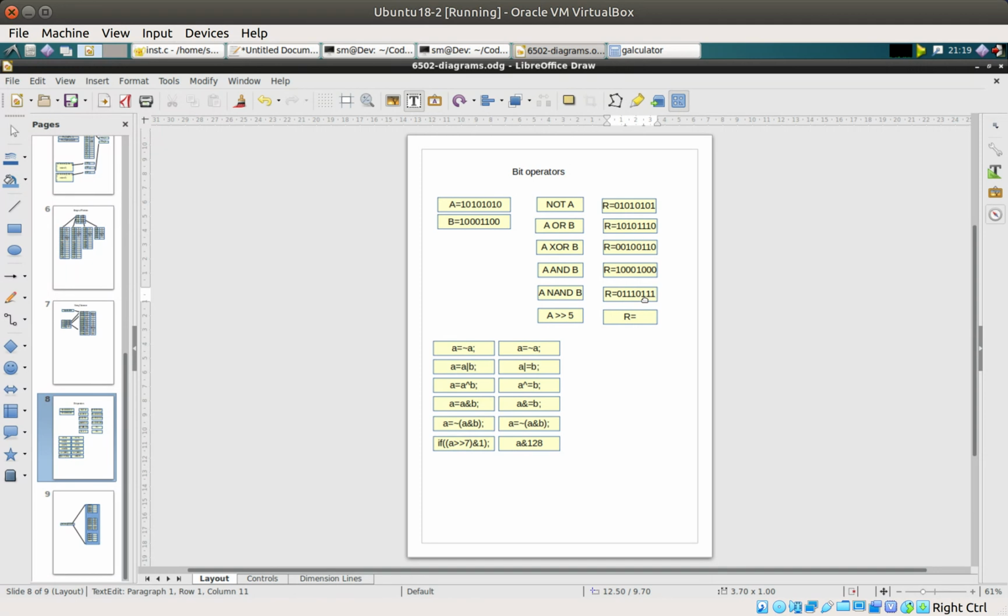And the not AND is actually used effectively to clear a bit. We'll see it in action later on, but this is how you do it. You would clear a bit using the NAND function.